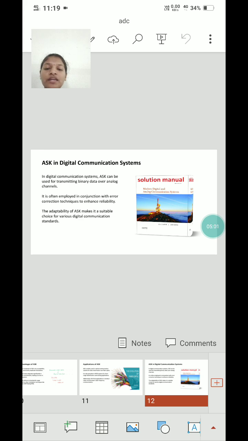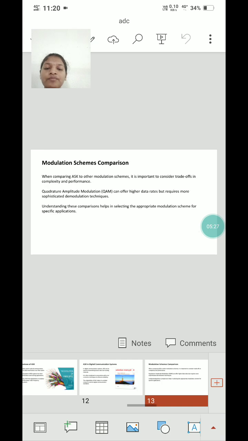Amplitude shift keying in digital communication systems. In digital communication systems, amplitude shift keying can be used for transmitting binary data over analog channels. It is often employed in conjunction with error correction techniques to enhance reliability. The adaptability of amplitude shift keying makes it a suitable choice for various digital communication standards.